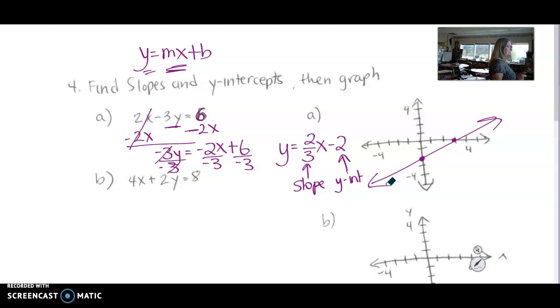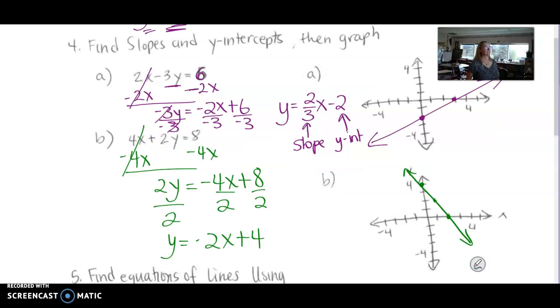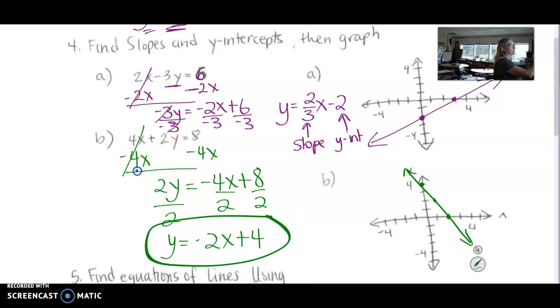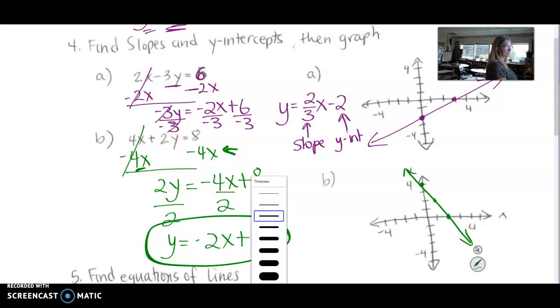And then why don't you pause the video and try to rewrite B in slope-intercept form and graph it, and then come back and check your work. Okay, so I got y equals negative 2x plus 4. So what I did is I subtracted 4x back up here, and then I had 2y left, and so I had to divide by 2 because it's 2 times y. Undo that by dividing, and remember to divide every term. When you divide or multiply, you got to do it to every term. And so negative 4 divided by 2 was negative 2x, and then 8 divided by 2 was 4.